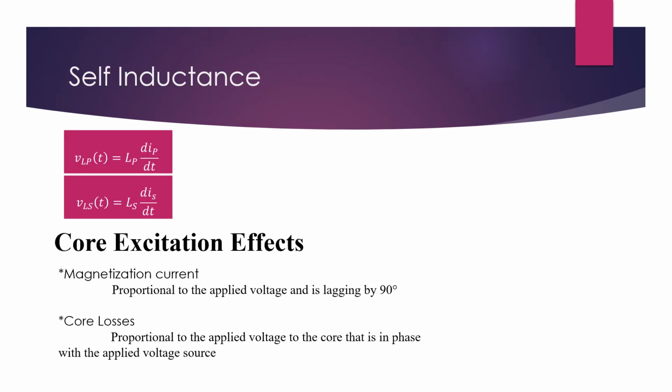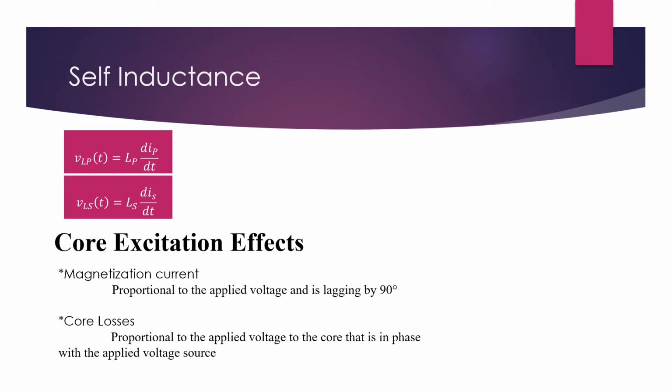Now, let's move to self-inductance. The self-inductance of a transformer is the net inductive effect reflected into the primary circuit by the transformer, and it is also the sum of the primary voltage due to the main flux and the primary voltage due to the leakage flux. So this type of inductance is modeled as an inductor.